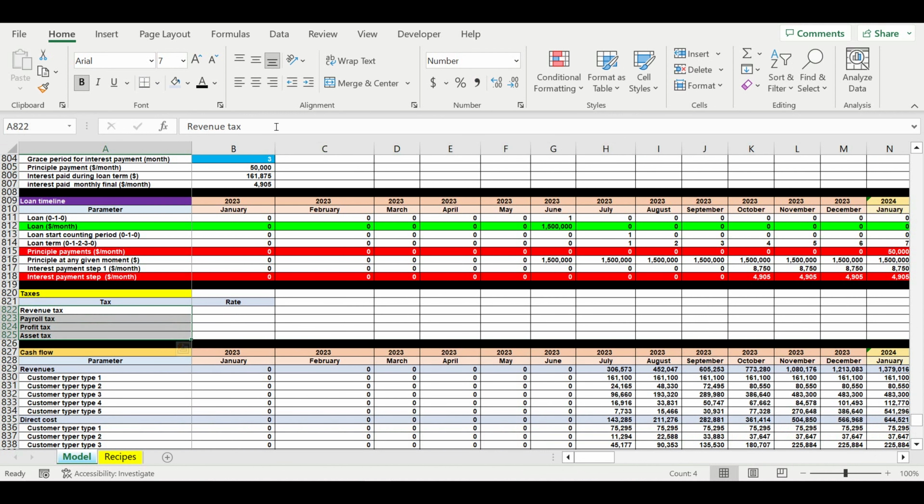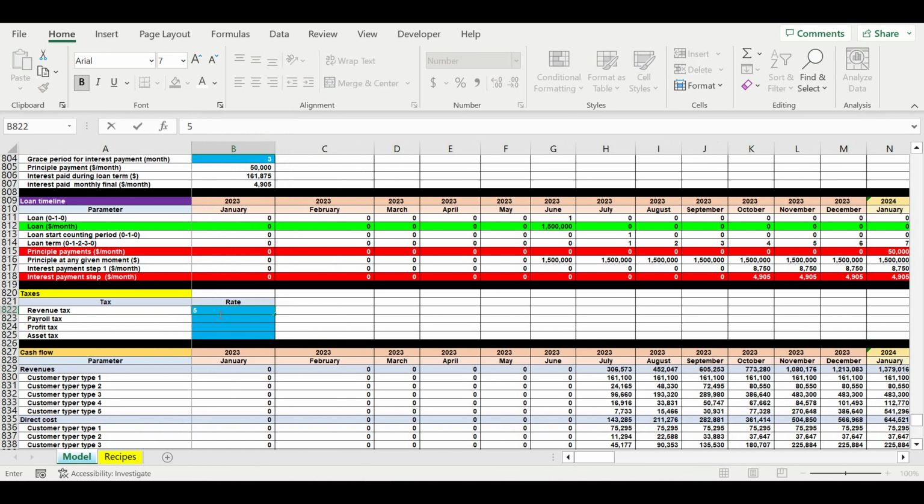So these are the inputs, so I'm coloring it with blue. So revenue tax, for example, can be, let's say, 5%. So this will be 5%. Then payroll, for example, can be 7%. Then profit tax will be, for example, 4%. And for example, asset tax can be $5,000 monthly.